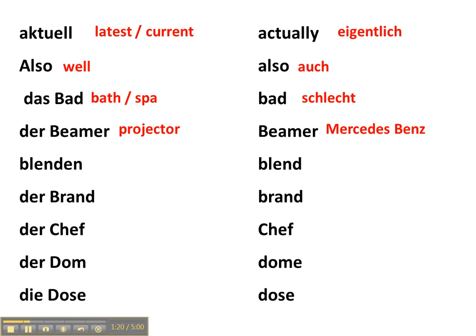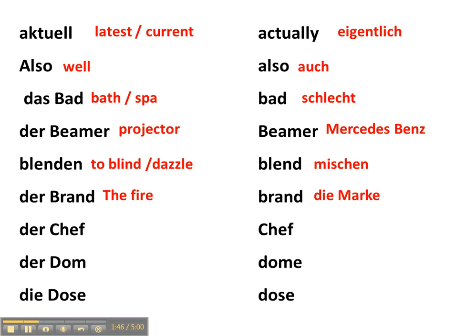Okay, the verb blenden. Well, in German this means to blind or to dazzle. But in English, when we hear the word blend, we're thinking of mixing or combining things. Der Brand in German is a fire, but in English the word brand is the maker or the producer. So in German that would be die Marke.